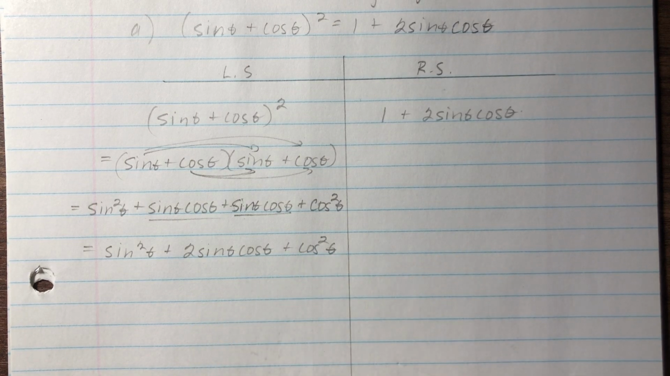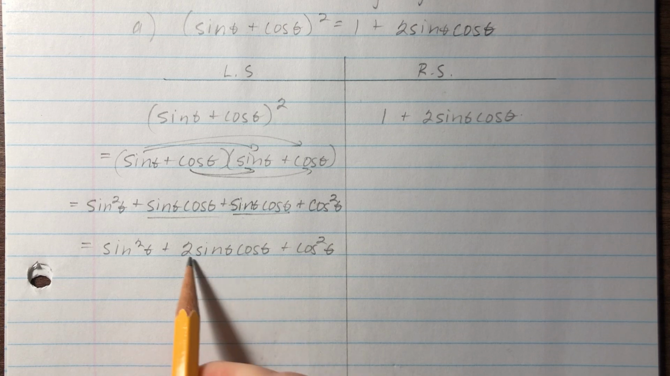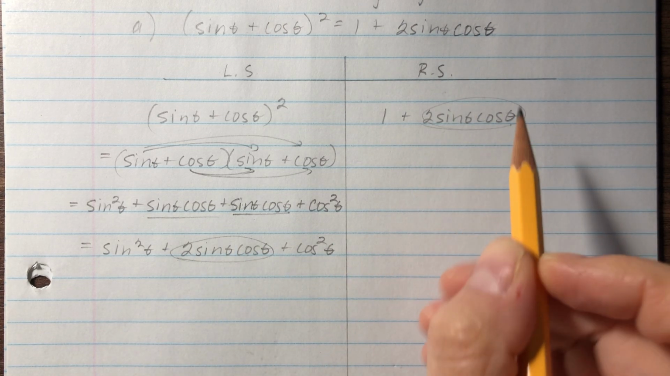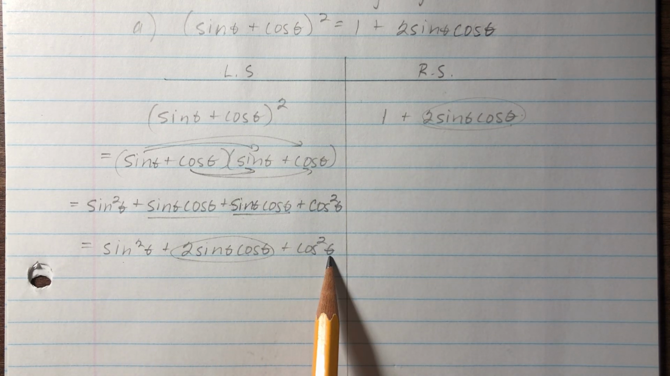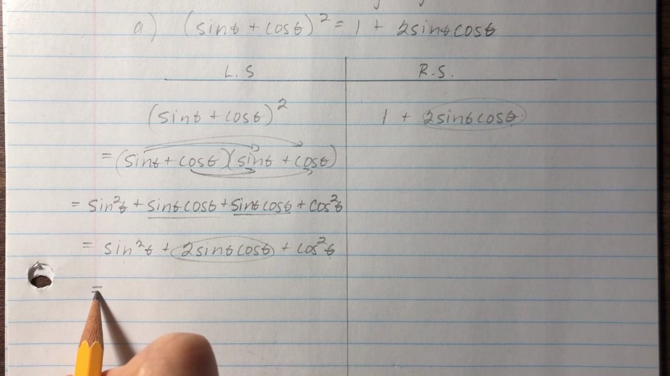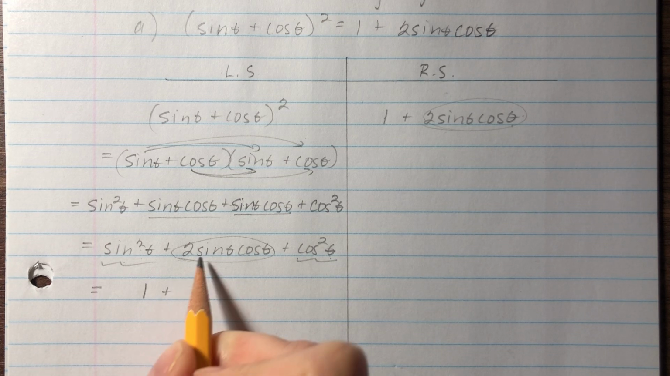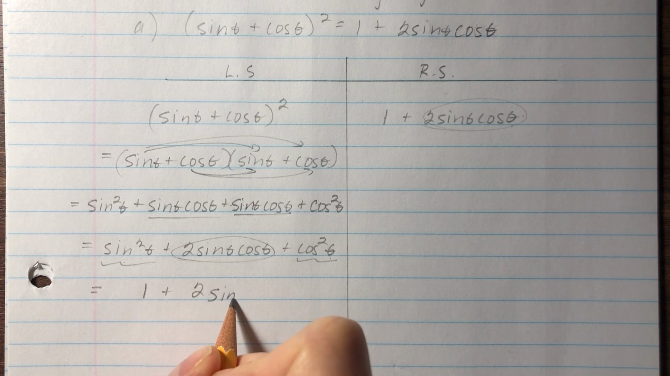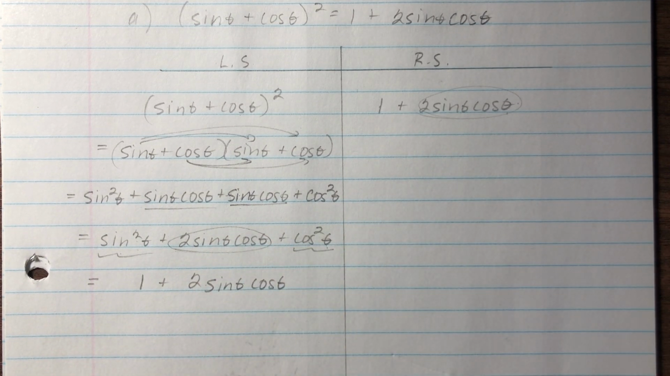Now when I compare my left side to my right side, I see that 2 sine theta cos theta is identical on both sides. The only difference is this 1 and the sine squared theta plus cos squared theta. When I see these terms being squared, I automatically think of my Pythagorean identities. I know that sine squared theta plus cos squared theta is really equal to 1, so I can replace these two terms with 1 and then add 2 sine theta cos theta at the end. So now my left side is equal to my right side.